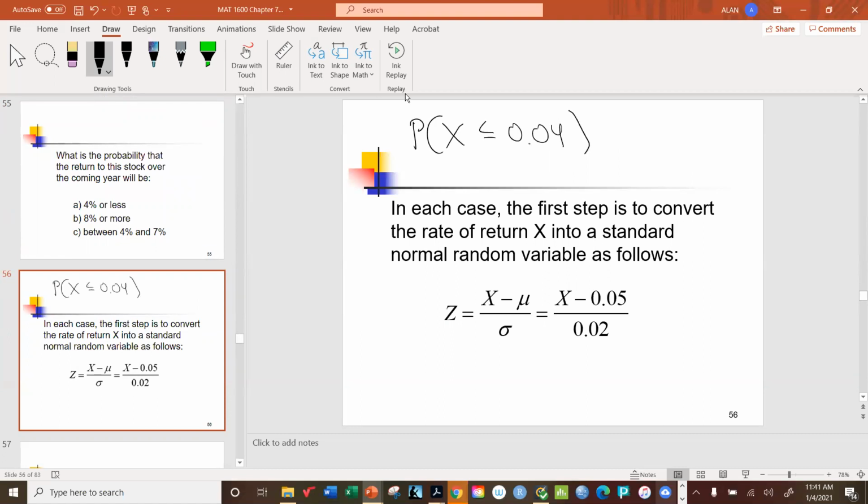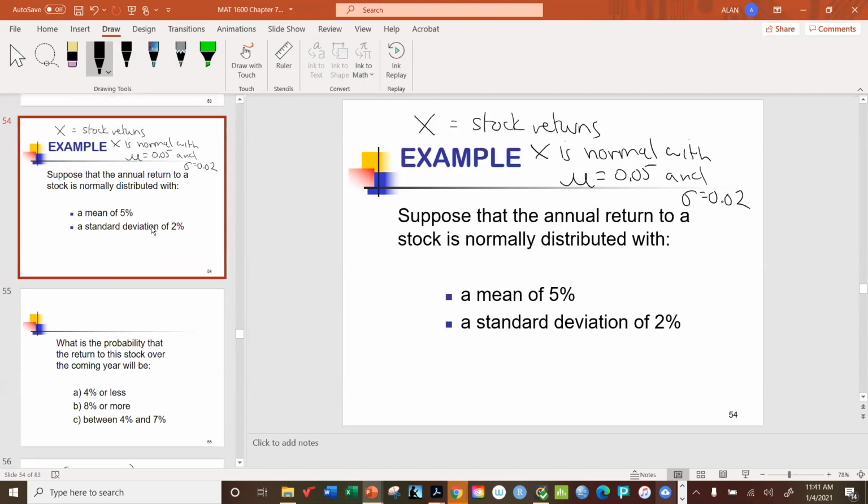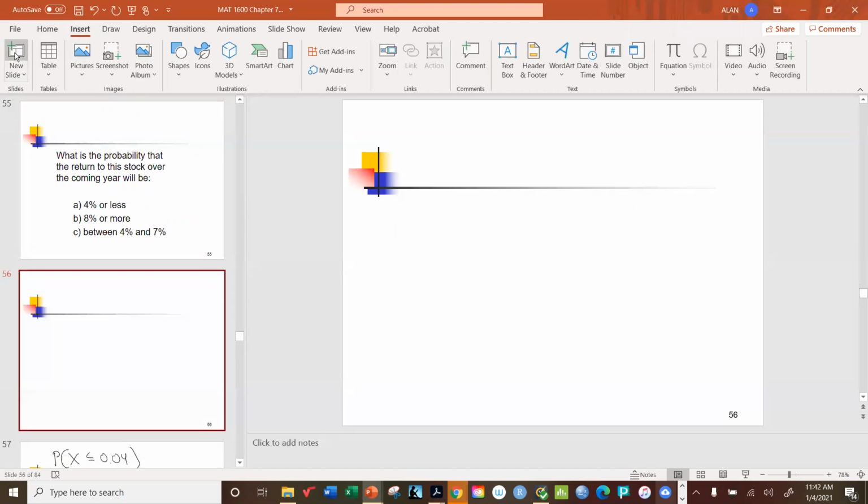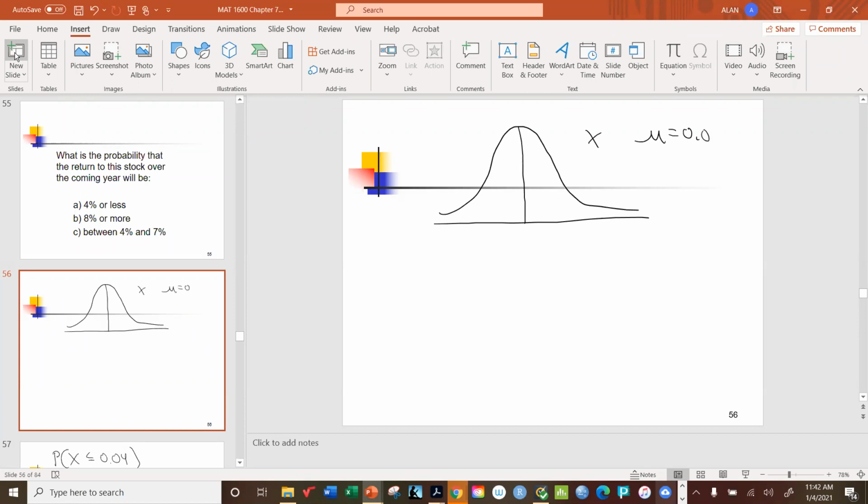So what we're actually doing, before we do that, let me show you a graph. What exactly are we accomplishing right now? With that formula, I mean. So remember, this is X, the mean is 0.05, and the standard deviation is 0.02. Down here, we'll have Z.